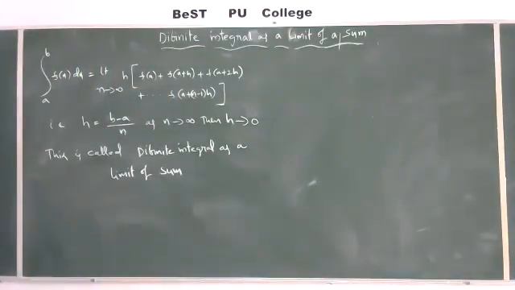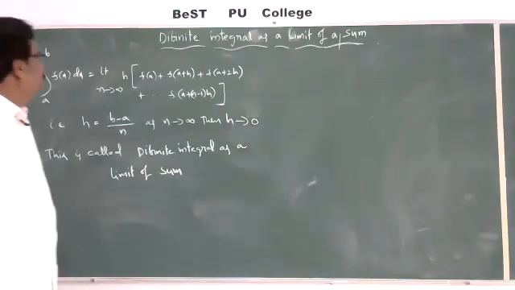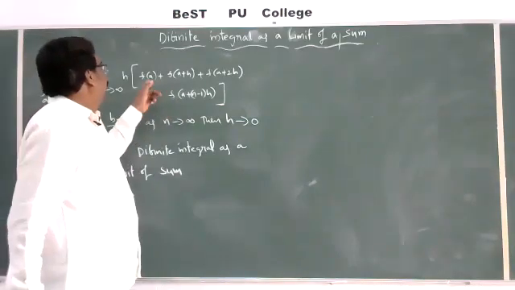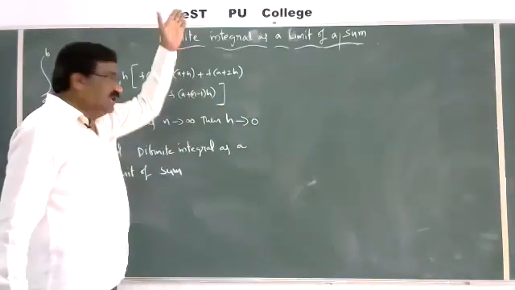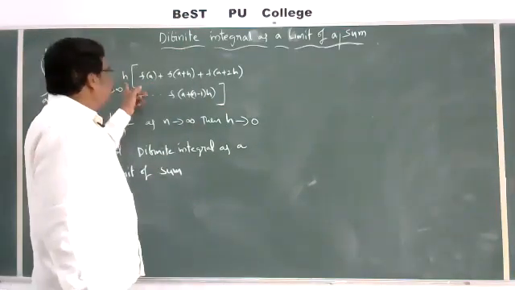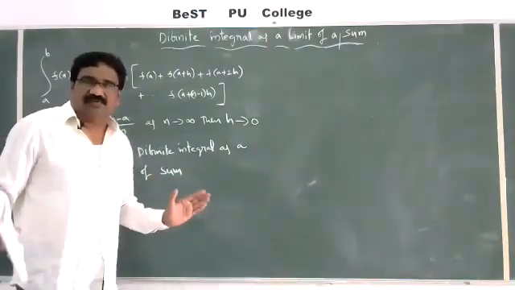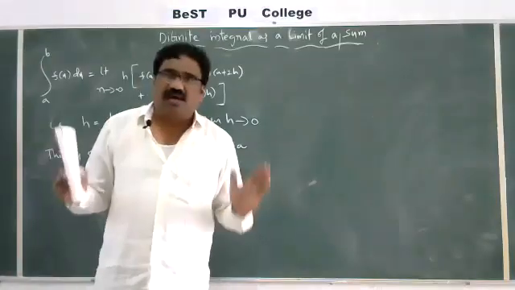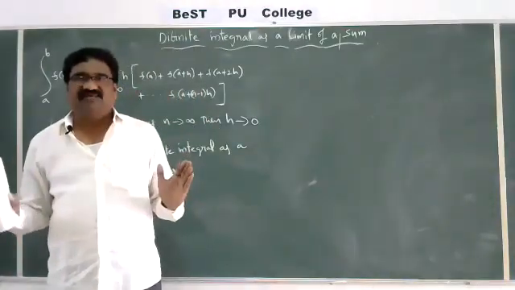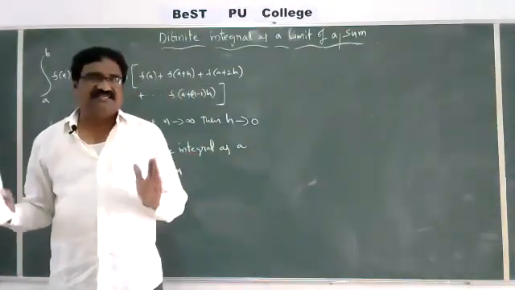How to solve the given problems by using limit of sum? You understood? I think you understood. So here f of a is the length, h is the breadth of the interval. We want to find the area of the curve bounded between the two limits x is equal to a and x is equal to b.